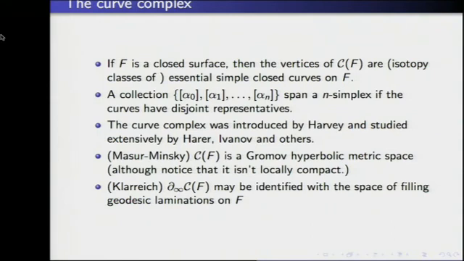This was first introduced by Harvey and was used extensively by Harer in his work on cohomology of mapping class groups. And Masur-Minsky made this a really strong geometric tool by proving that it's a Gromov hyperbolic metric space. And then work of Klarreich shows that its Gromov boundary can be identified with the space of filling geodesic laminations on the surface, which I'll just mumble about that a bit, okay?